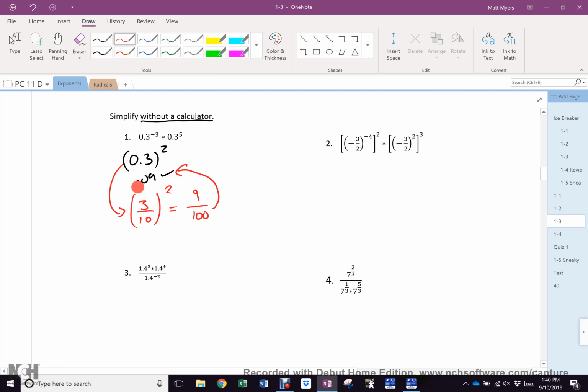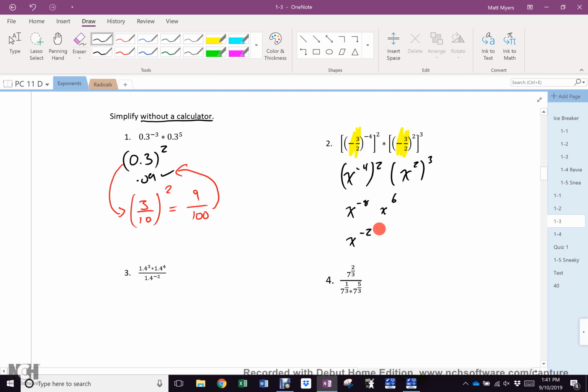How many of you are scared by number 2? Be honest. A bunch of you are. Why? It looks gross, doesn't it? But what do you see there and there? Same base. So isn't this just x to the negative 4 squared and x squared cubed? So what's this? X to the negative 8. And what's this? And then what would you do? So what's negative 8 plus 6? X to the negative 2.